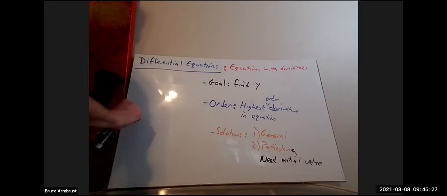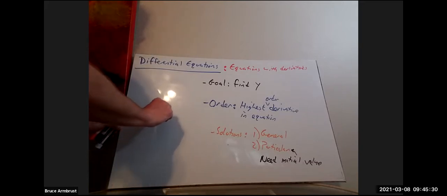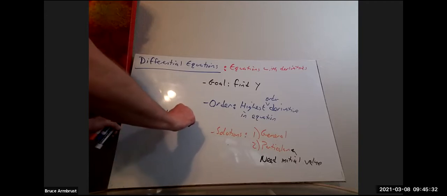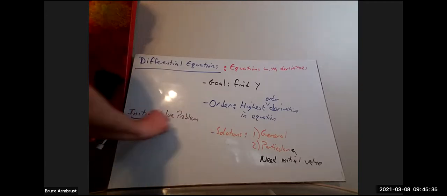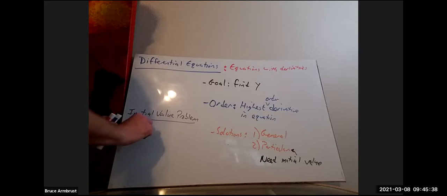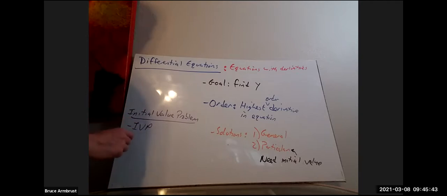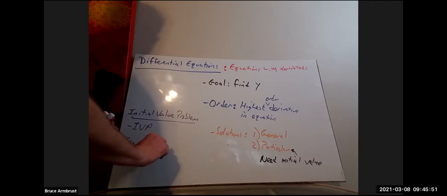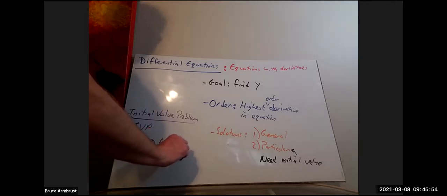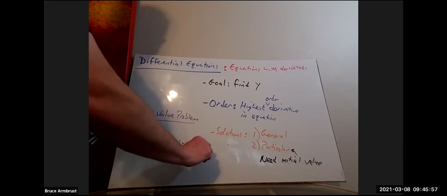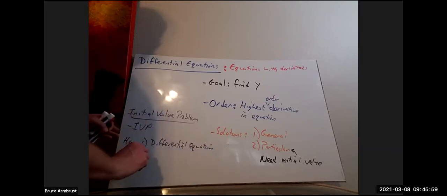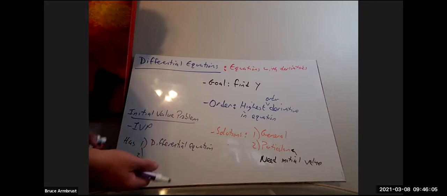Okay, so an initial value problem, which, just so you guys know, I will always write IVP because I'm lazy, right? But initial value problem, it's going to consist of two things. So one, it's going to have the differential equation. And then the second thing that it's going to have is information about your function.